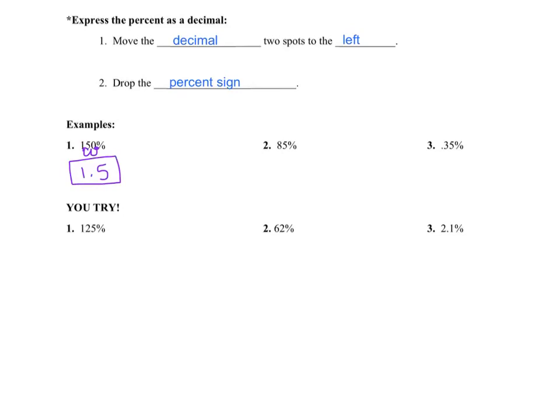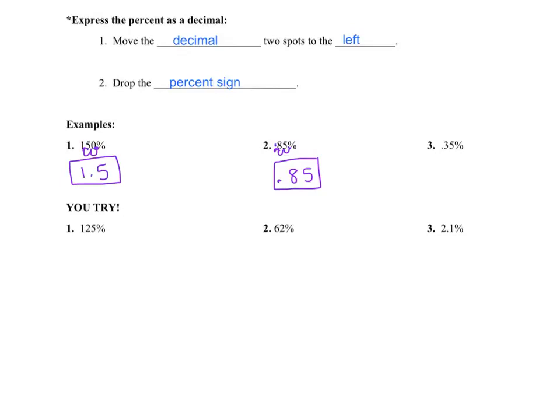Let's look at number 2, 85%. Again, you're going to place your decimal where it would be after the 5, and you're going to move it 2 spots to the left, 1, 2, and insert it in front of the 8. So that will give us 0.85, and then we drop the percent sign, so our answer is 0.85.